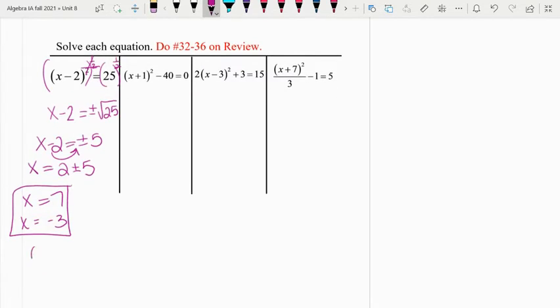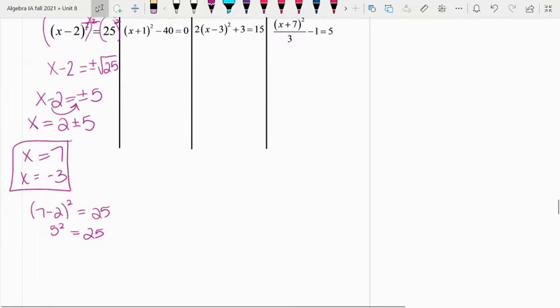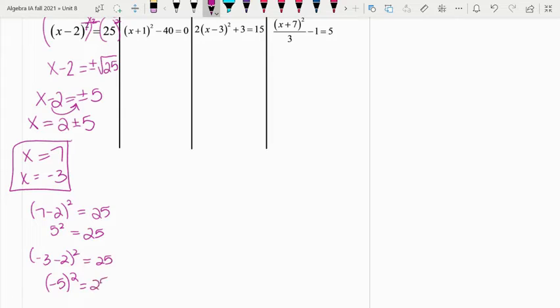Does it make sense? So 7 minus 2 squared, does that equal 25? That's 5 squared, so that works. Put the negative 3 in there. Negative 3 minus 2 squared, does that equal 25? Negative 3 minus 2 is negative 5, but when you square negative 5, you get 25. So yep, those both work.